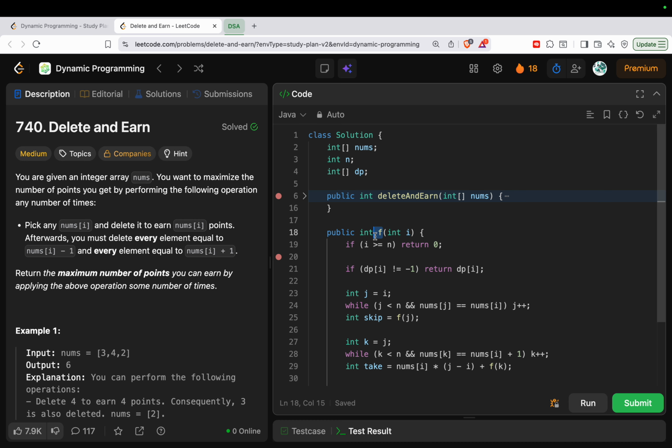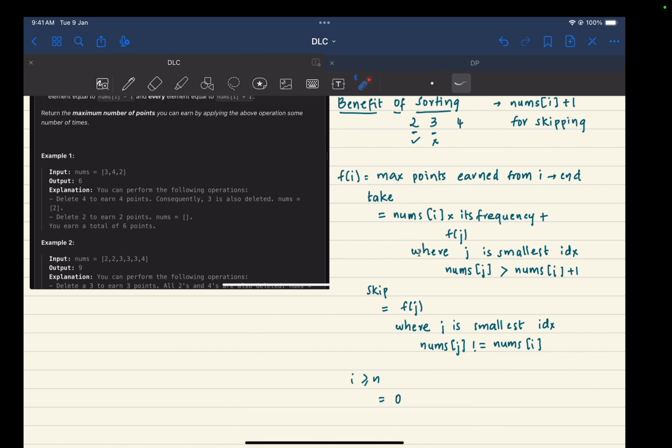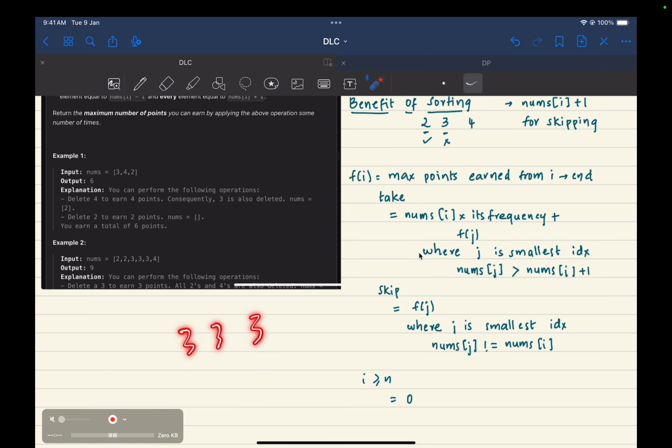As I mentioned, f of I is a function which will tell me the maximum points you can earn by considering the array from I all the way till the end. The first piece of code is basically for the skipping. So if I have 3 3 3 and 4, I have to skip all these numbers and basically take this. So that is what I'm doing.